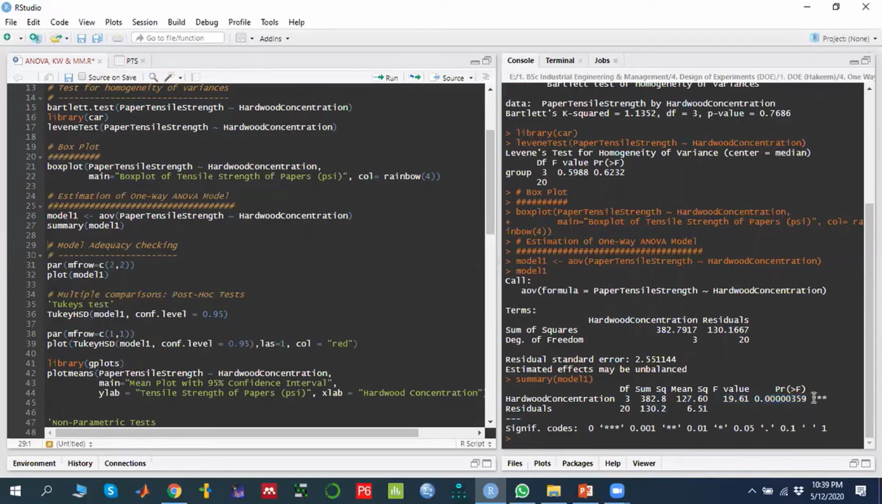In R, we are also getting triple asterisk, two asterisks, one asterisk, or there would be no asterisk. Triple asterisk indicates this p-value is almost zero. In our case, we have considered alpha as 5%. Because the p-value is less than 5%, we will say reject H0.